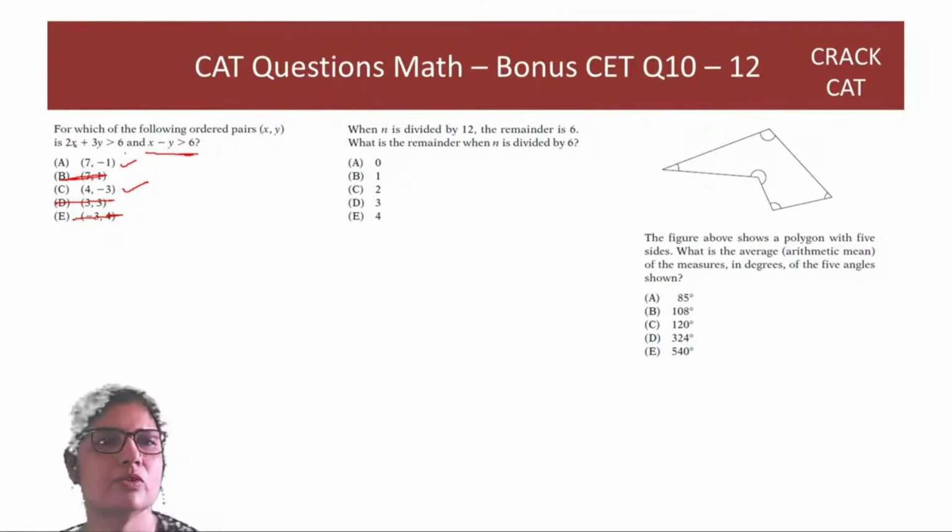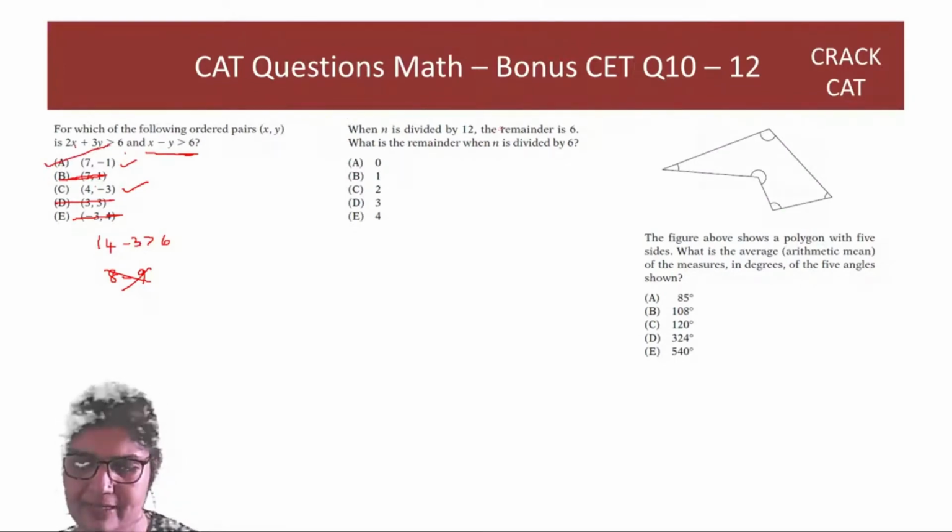Now we'll substitute 2x plus 3y. So I get 14 minus 3, which is greater than 6. But 4 minus 3, if I check, 8 minus 9, right? It does not work. So answer is option A.